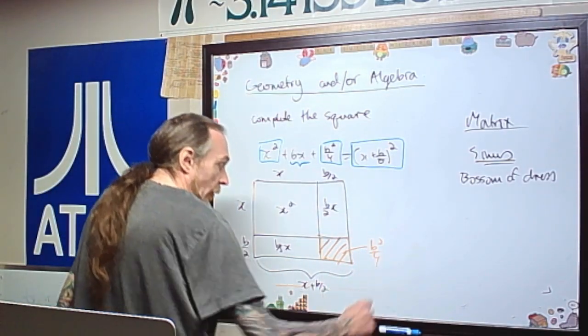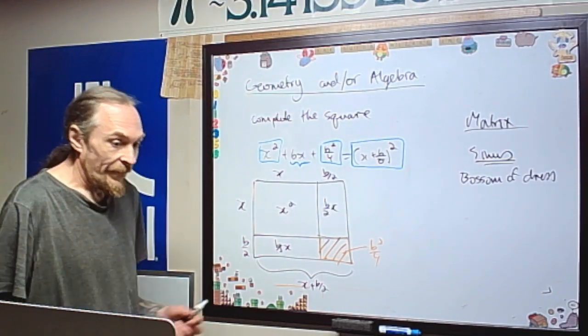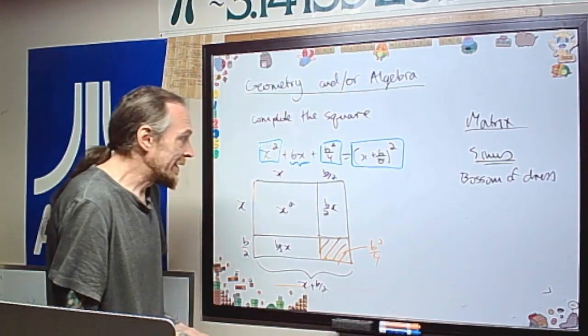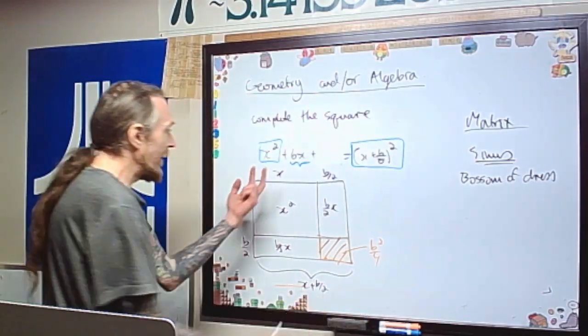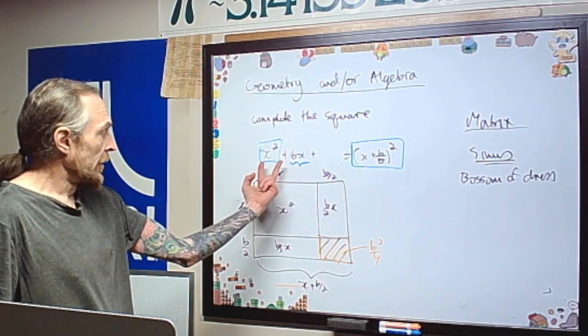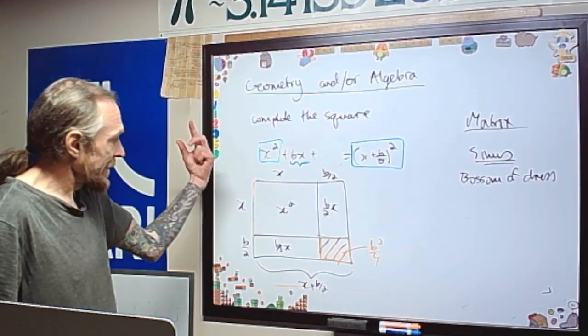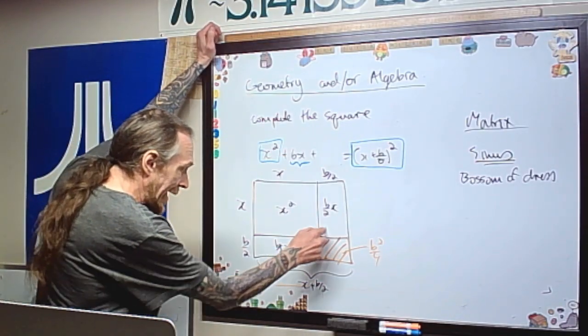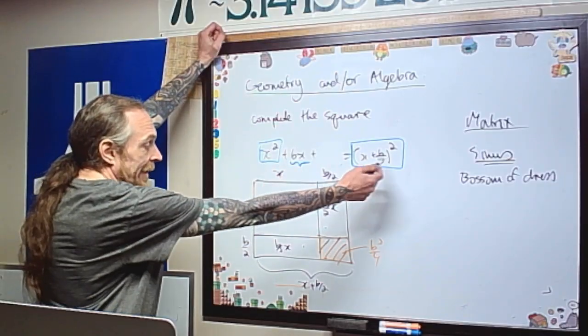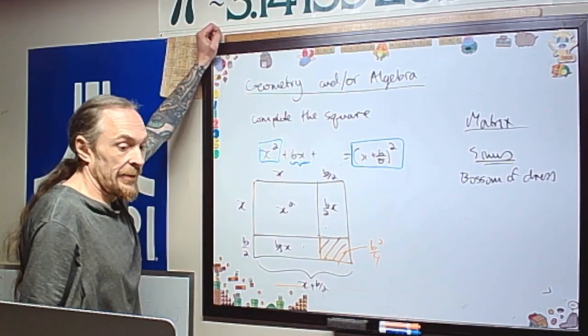B squared over 4. So now I've found, using a geometric picture, what I would need to complete the square. What they're saying is, if you have these first two terms, an x squared term, which represents the area of a square, and a bx term, which represents the area of one or more rectangles, what do I need to complete it to get a new bigger square from that?